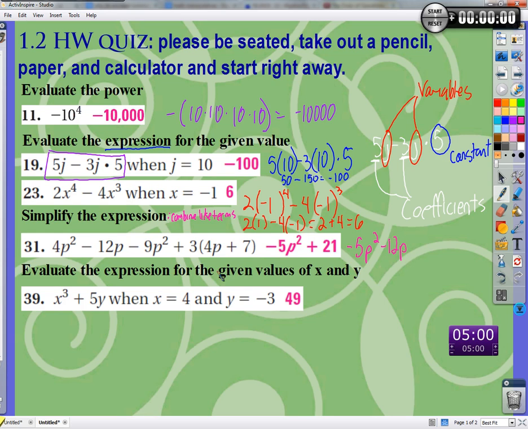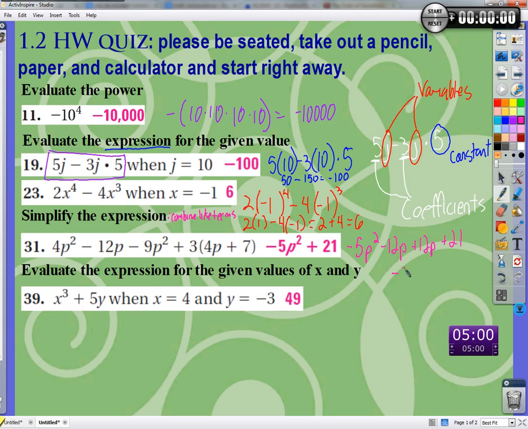What can we do here? Distribute. What do we get? 12p plus 21. Don't forget, even veteran distributors will forget to take the 3 and give it to the 7 from time to time. Just remember, 3 times 7, also we get 21 there. We have -5p squared, -12p, plus 12p. What's that give us?